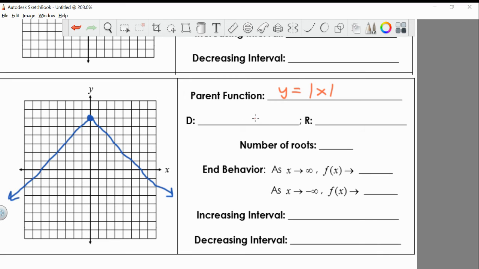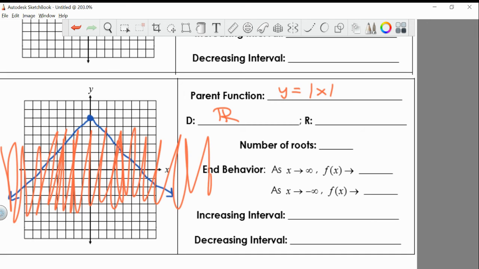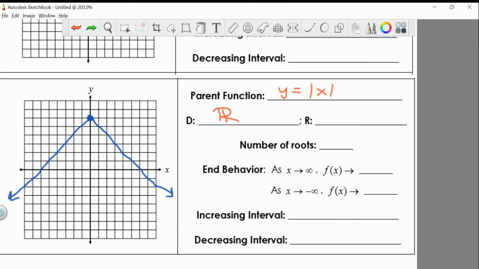Domain and range. My domain, all real numbers, right? Because I know my graph is going left. I know my graph is going right. I know my graph is in the middle. So my graph is everywhere, right? Yes, yes, forever. Okay, negative infinity to positive infinity.